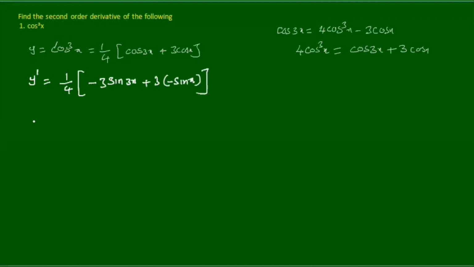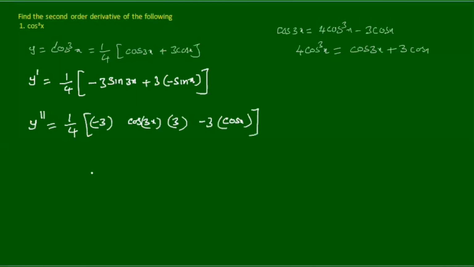So that is the first order derivative. Next, second order derivative. 1 by 4 into minus 3 constant. Sin derivative is cos 3x and 3x derivative is 3. Minus 3 into sin x derivative is cos x. Take minus 3 common from these two terms. So it can be written as minus 3 by 4 into 3 cos 3x plus cos x. That is the second order derivative of cos cubed x, y double dash, right?